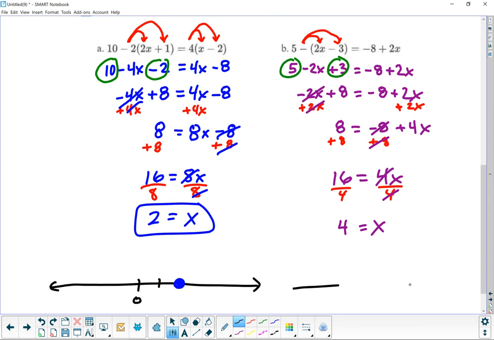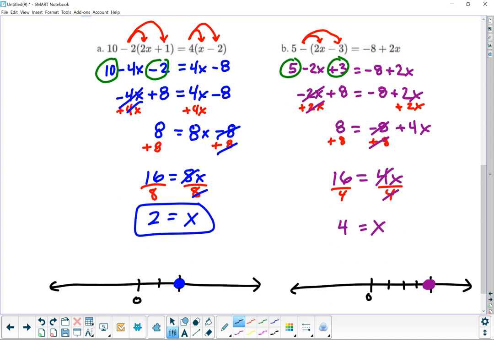Again, on my number line, here's 0. That's 4. My answer is just that. There.